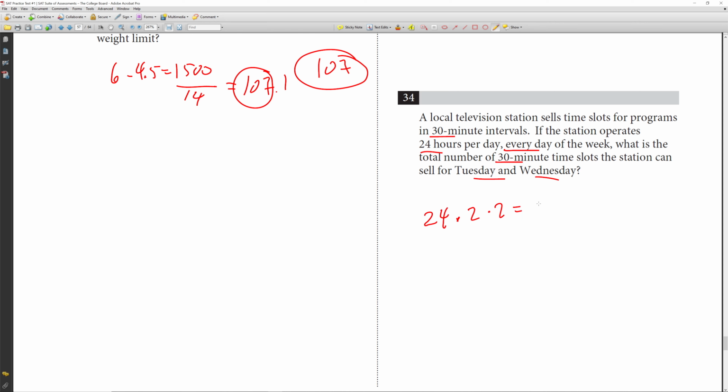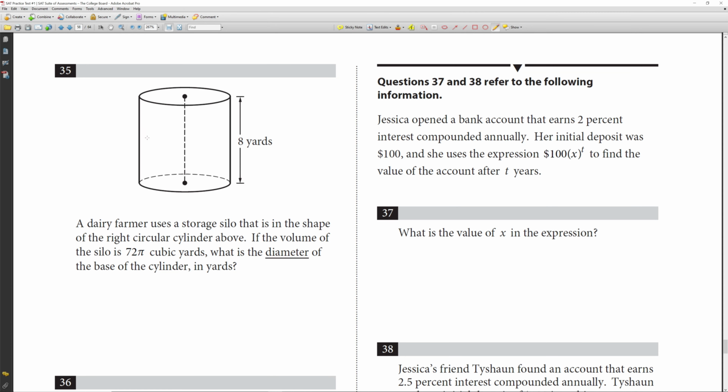So 24 times 2 is 48. 48 times 2 is 96. The answer is 96. In reality, this is a 10-second problem. To the moon. So number 35, we're given a diagram.